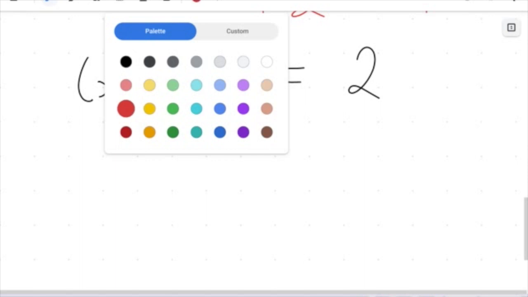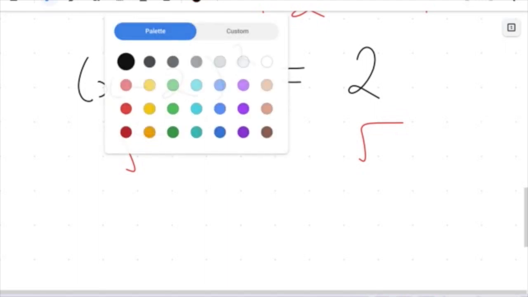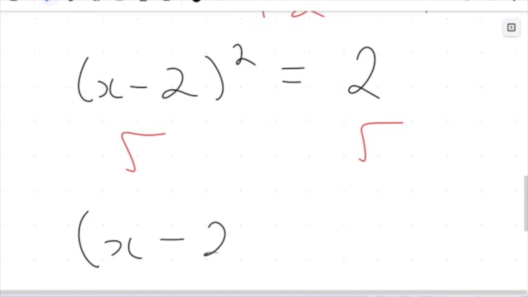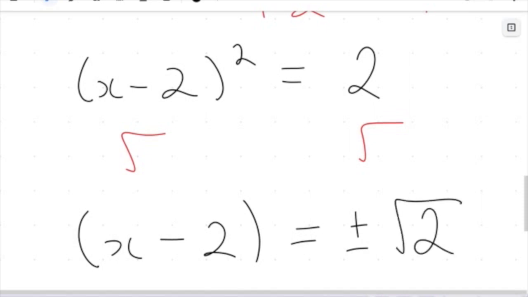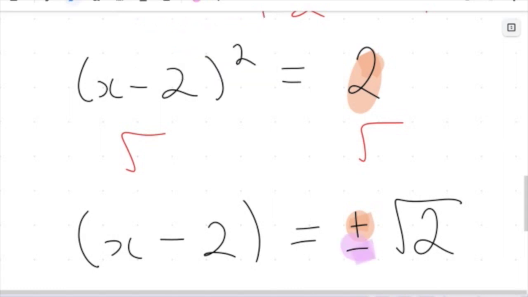Now I'm going to take the square root of both sides to get rid of this square here, so it just leaves me with x minus 2. On my left, I'm going to get x minus 2. And on my right hand side, remember when I take the square root of a number, I can have both a positive and a negative case. And I have root 2. Because positive root 2 times positive root 2 is going to give me 2. But also, negative root 2 times negative root 2, we have a double negative. Those negatives are going to cancel out, once again giving me a positive answer.